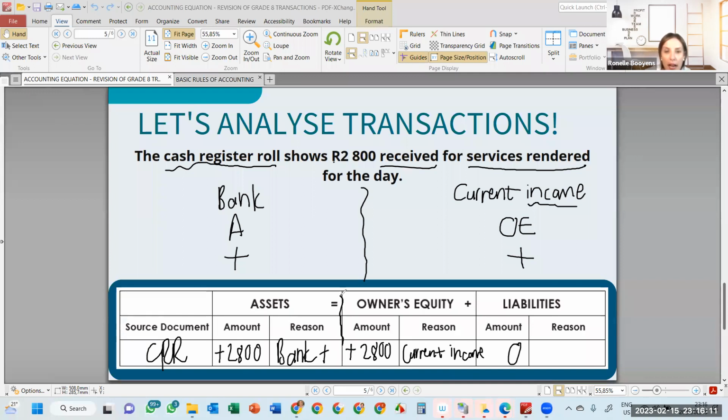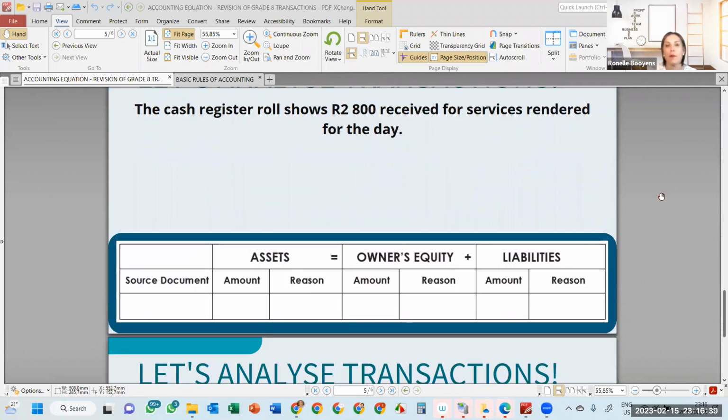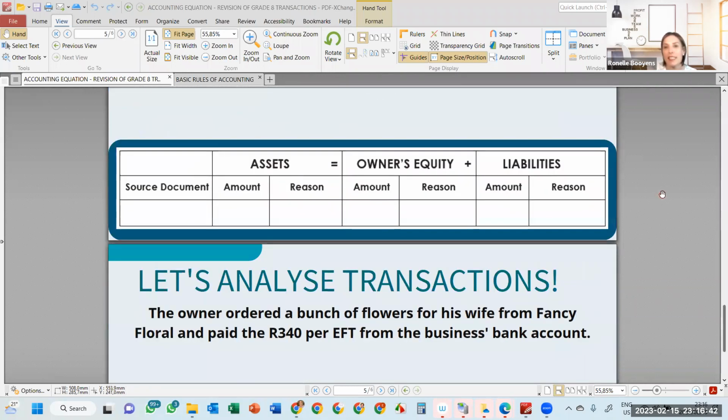Double check yourself on the left-hand side of the equation versus what's on the right-hand side. Is plus 2,800 equal to plus 2,800? Indeed. And that means that this equation is still in balance after all these transactions that we've done so far. Righty, I hope this one made sense and that you are now feeling more and more comfortable with these transactions.